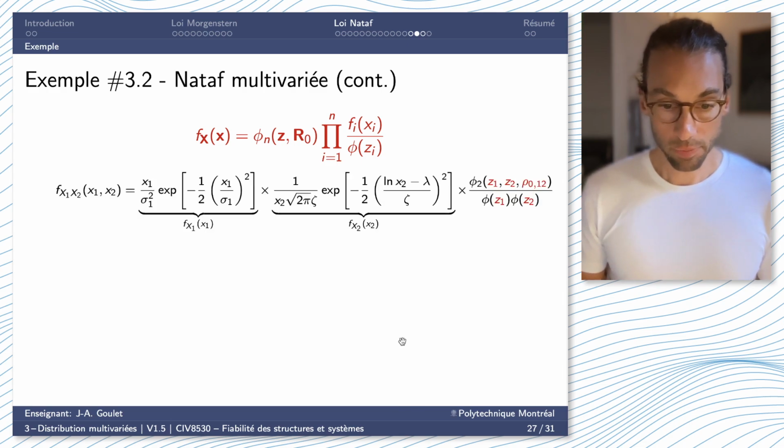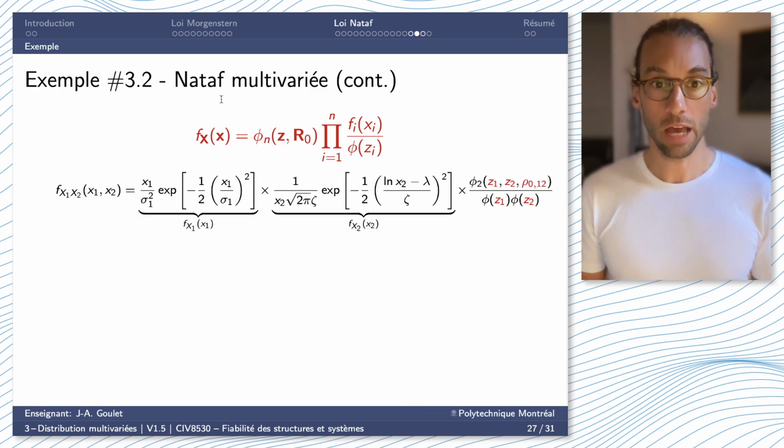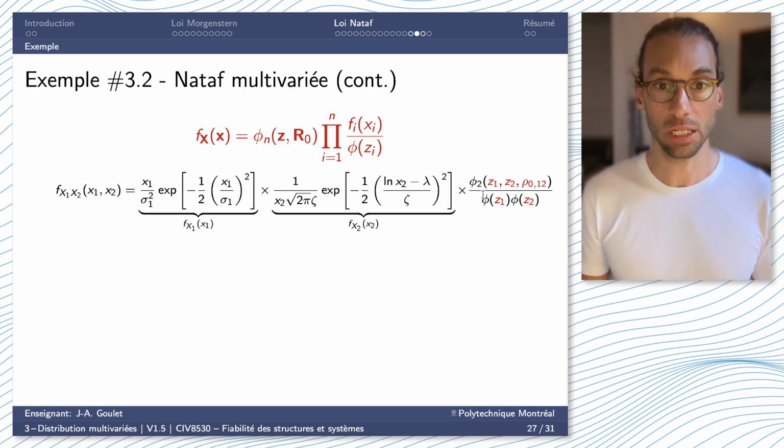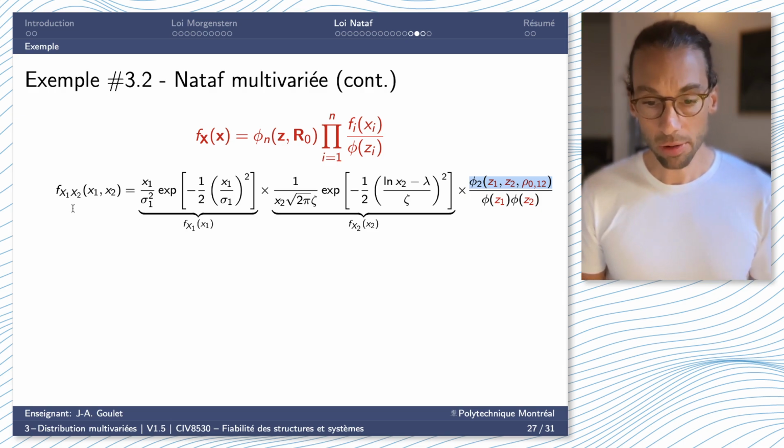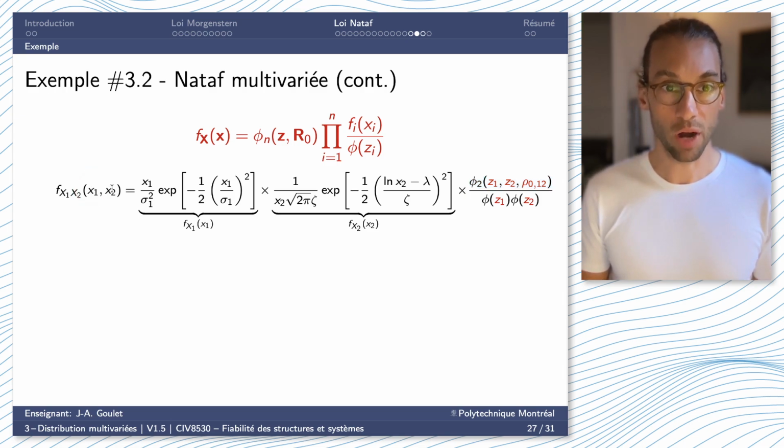So if we do this, we're going to have the product of the marginal f of x1 times f of x2, these two. So we directly have the solution for these, times the bivariate joint distribution in the standard normal space. So we have this, which is a function of rho 0. We still have to determine this one, divided by the product of phi z1, phi z2. But here, keep in mind, this is evaluated for x1, x2.